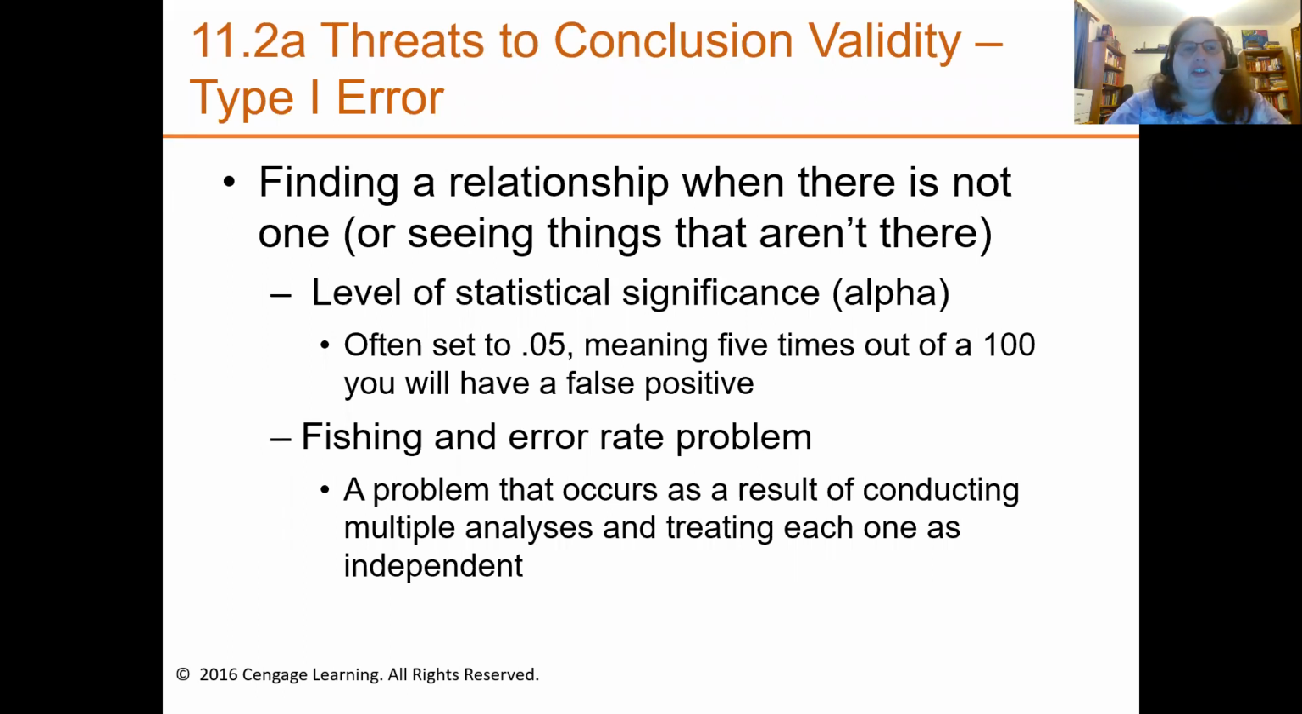Okay, so let's talk a little bit more about type 1 error. And if you remember type 1 error, another name for it is alpha. So again, it's finding a relationship when there's not one, seeing things that are not there. The level of statistical significance, or alpha, which is often set to 0.05, meaning 5 times out of 100, you will have a false positive. Remember, alpha is equivalent with type 1 error. It's your tolerance for making a type 1 error.